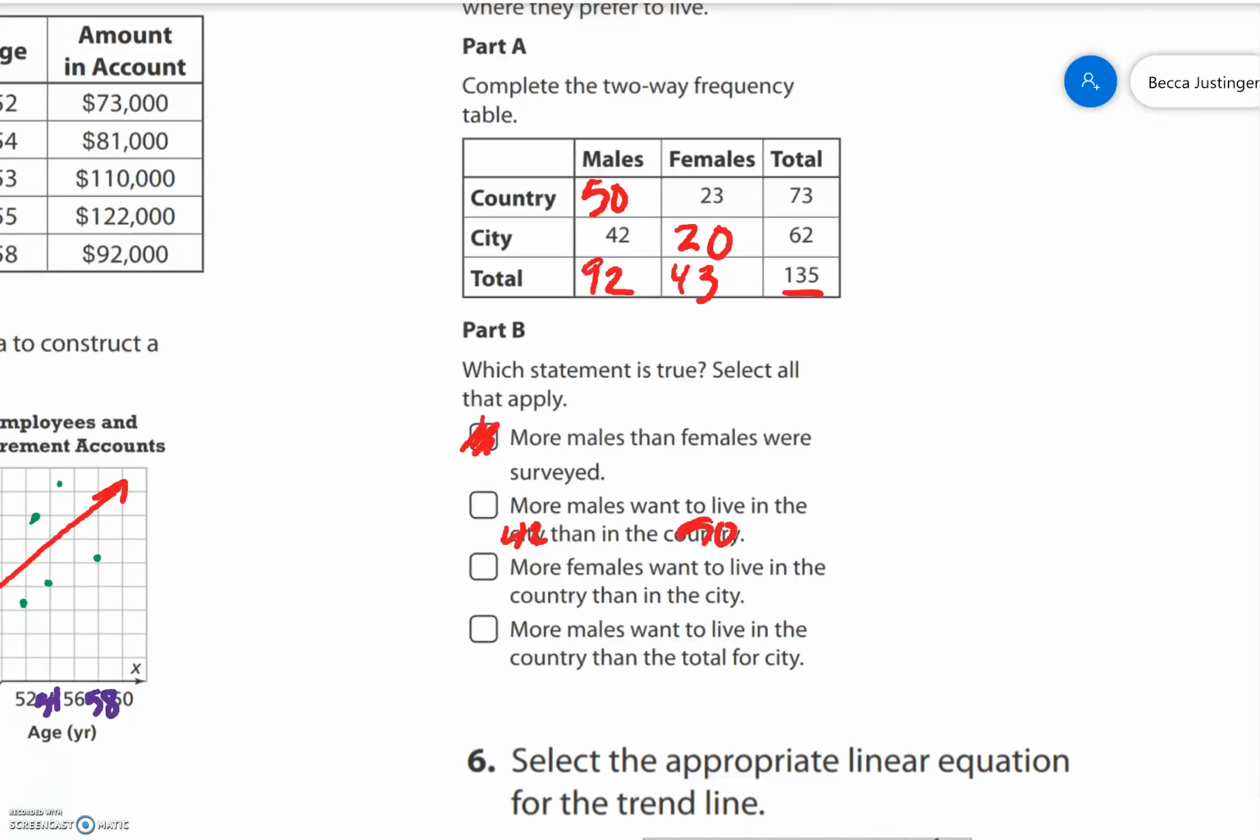More females want to live in the country. There's 23 that want to live in the country, and 20 live in the city, so that is true. And more males want to live in the country, so males that live in the country is 50. Then the total for the city, total amount of people that want to live in the city is 62, and that is not true.